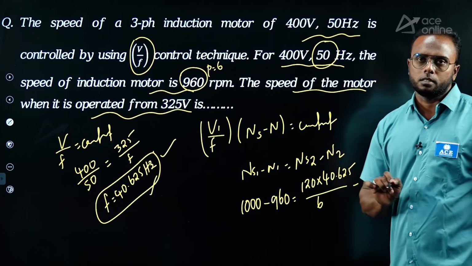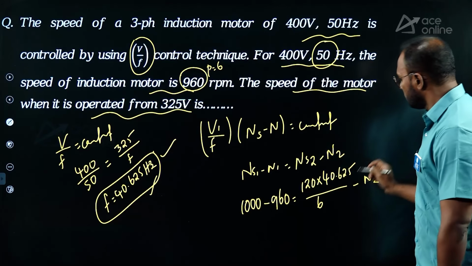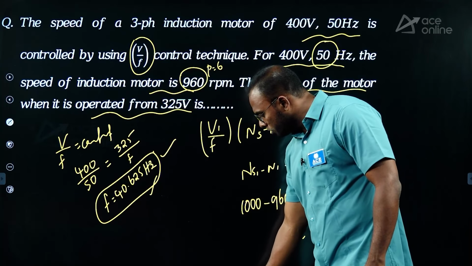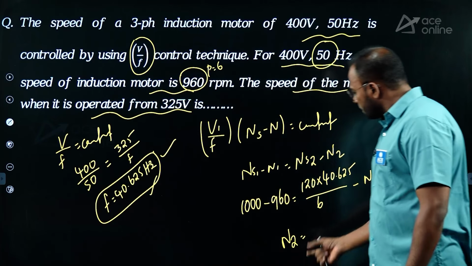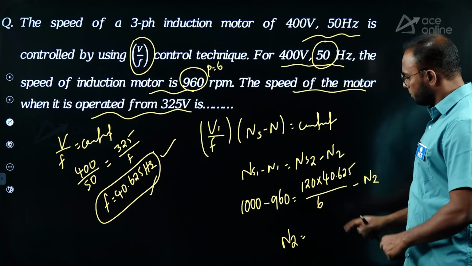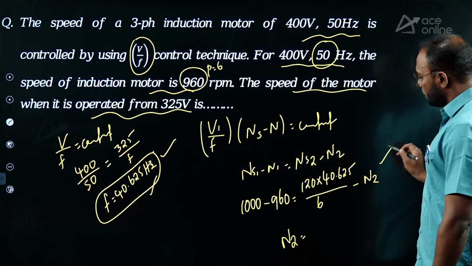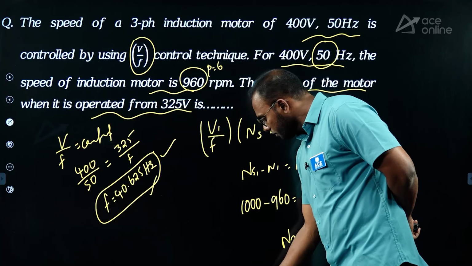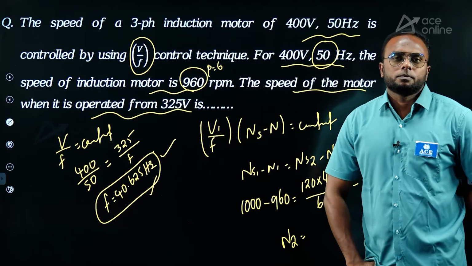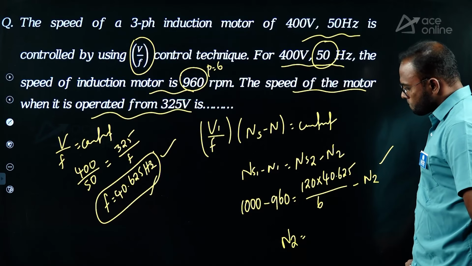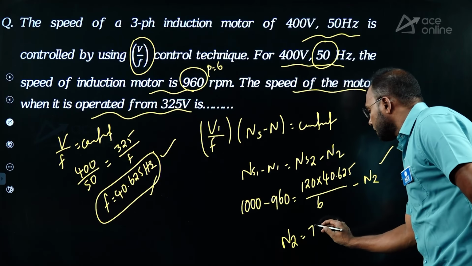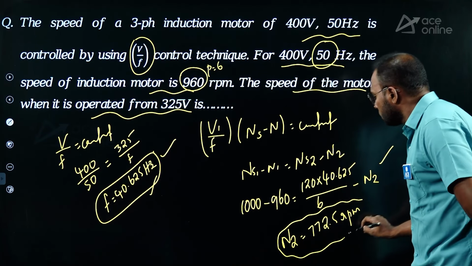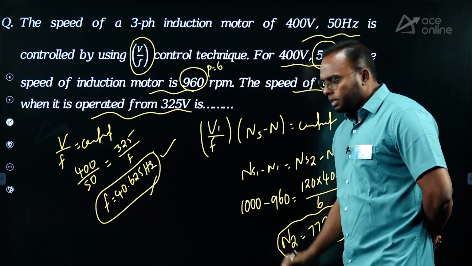At what speed does it rotate now, at this new frequency and voltage? Calculate the answer. How much is N2, the speed of the motor? This synchronous speed you will get is 812.5, check it is 812.5, and we need the speed of the motor N2 here. Tell me how much? Anybody solved? It is coming around 772.5. Cross check everyone. Is it the same? 772.5 rpm it rotates. So this is the speed of the motor.